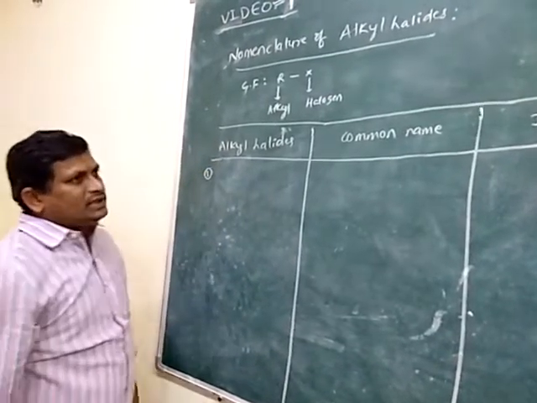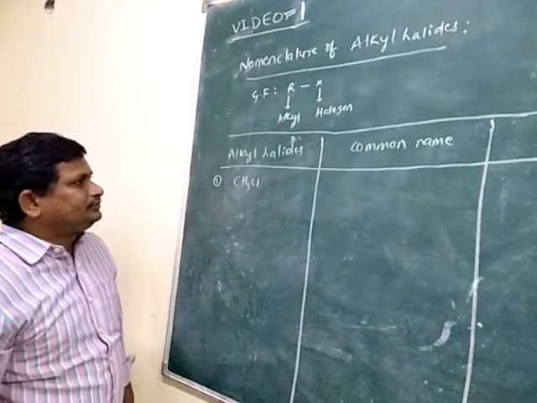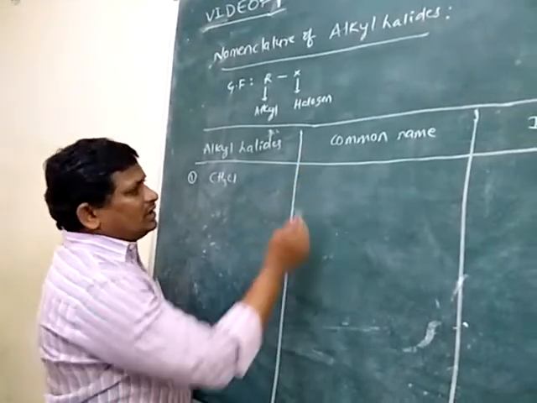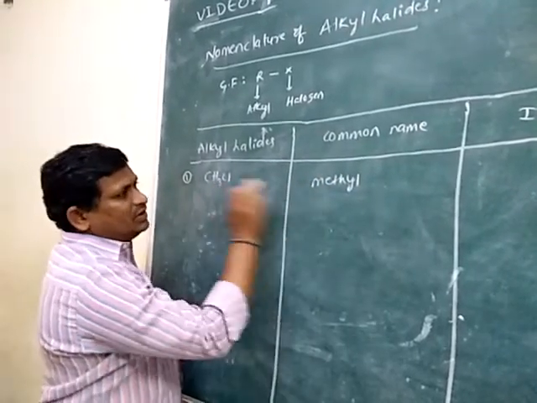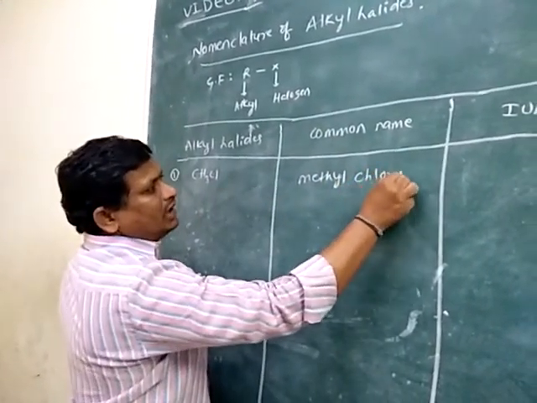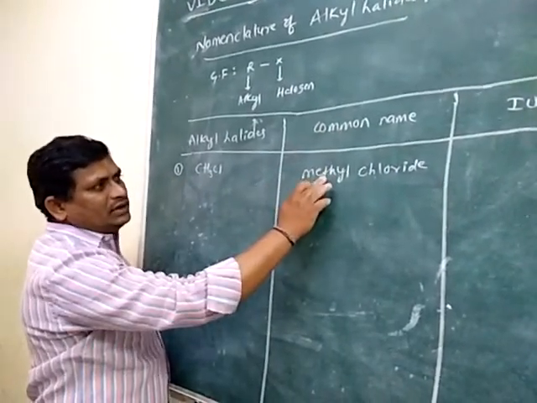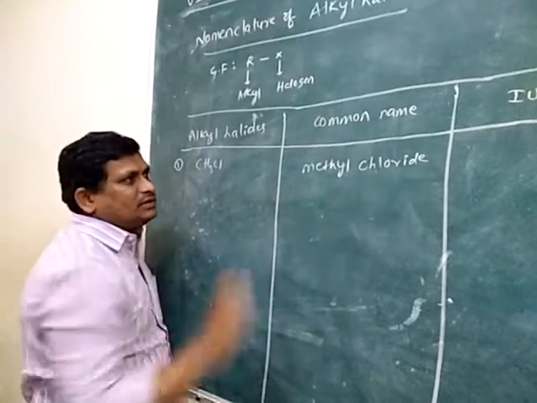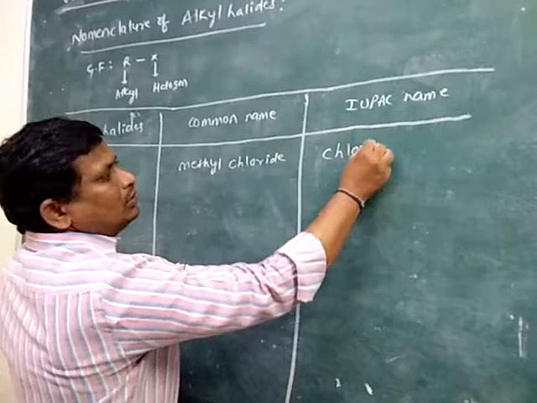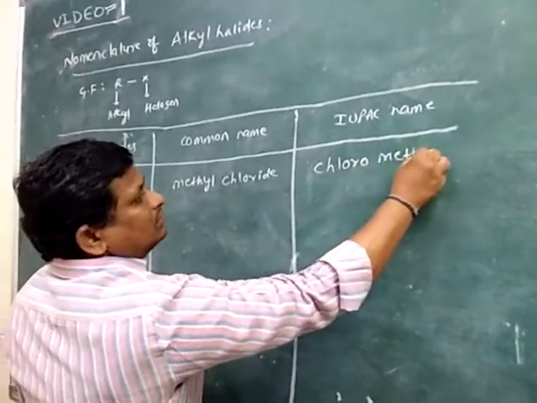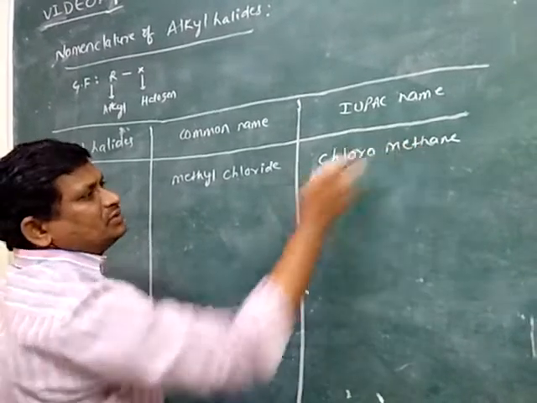So the first compound is CH3Cl. It is an alkyl halide. The common name is methyl chloride, since CH3 is methyl. In the common name, first represent the alkyl group, next the halogen. The IUPAC name is chloromethane. In the IUPAC name, first represent the halogen, next the alkyl group.